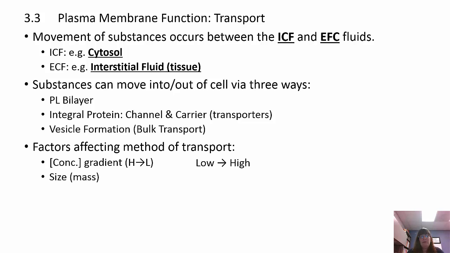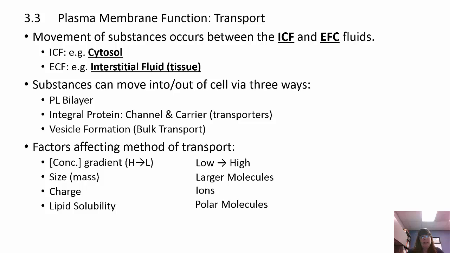Size is going to, of course, be a factor. Larger molecules need a lot more help than smaller molecules do. Charge is going to be a factor. Ions need help oftentimes more than uncharged particles. And lipid solubility, how soluble something is in a lipid. Polar molecules there. So all of those are going to have to be helped getting across the membrane because of those factors.